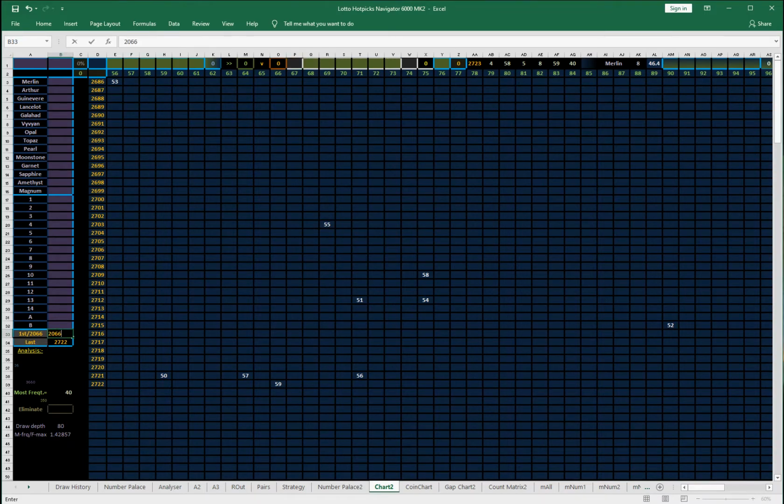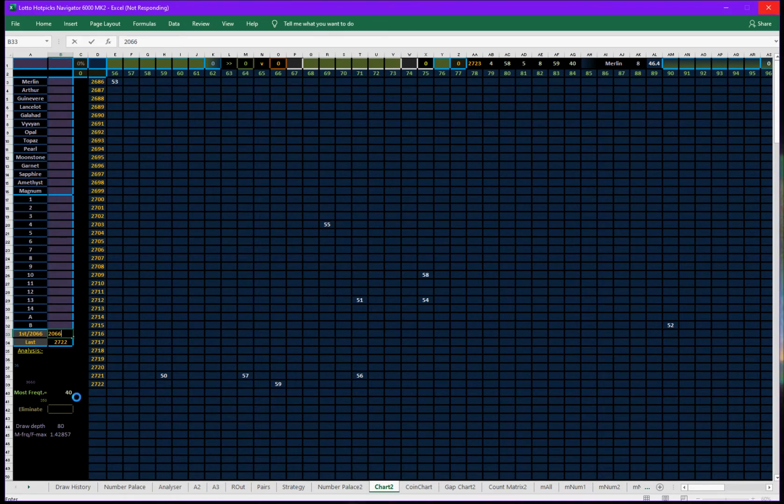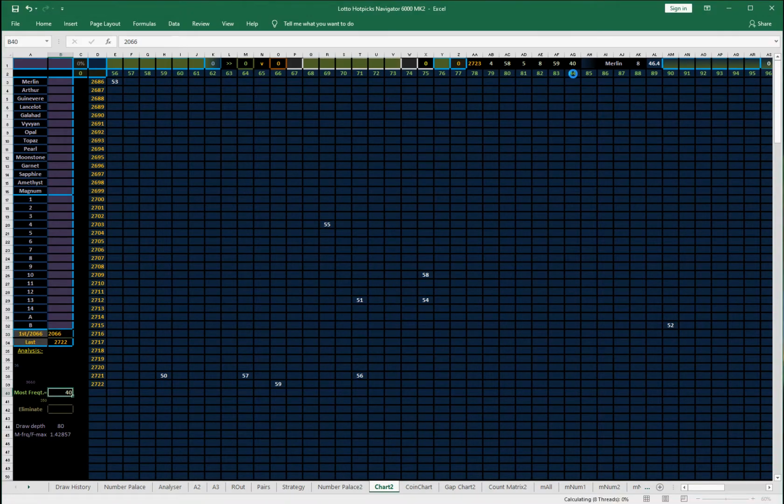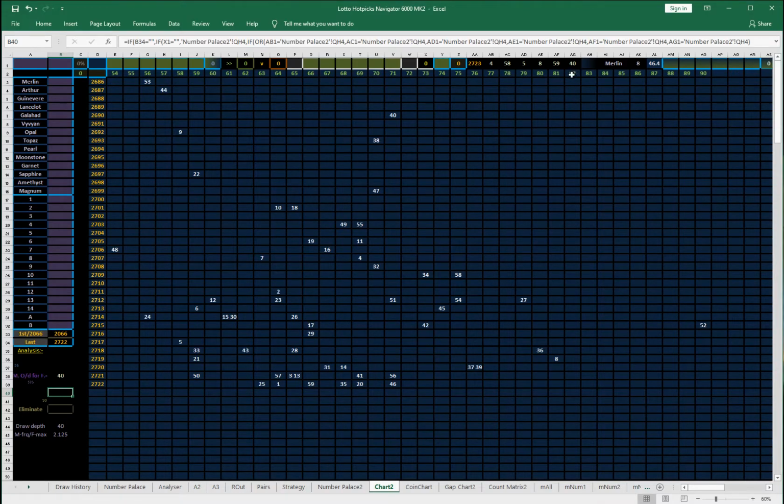Oh, 40 is most frequent since 1994. Look, after 2,722 draws, the most frequent number is 40. And I've picked it for my ticket tonight. I just need to buy a ticket now. One last thing to do. Buy a ticket with these numbers and then see what happens.